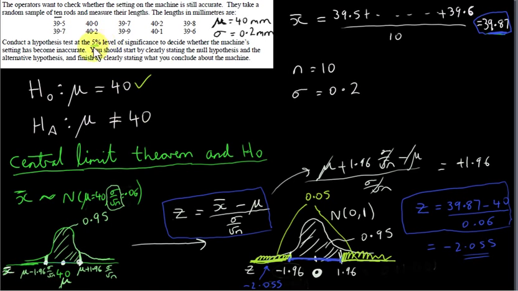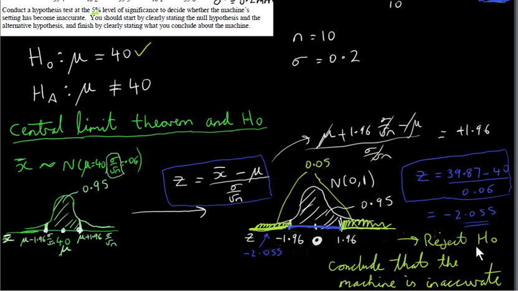So 5% is a small probability. That's our level of significance. So if we're getting a value that's either less than minus 1.96 or greater than plus 1.96, we reject the null hypothesis. So we reject H0. Rejecting the null hypothesis means that mu is not equal to 40, which means that we conclude that the machine is inaccurate. It's not producing rods to the specified length of 40 millimeters.